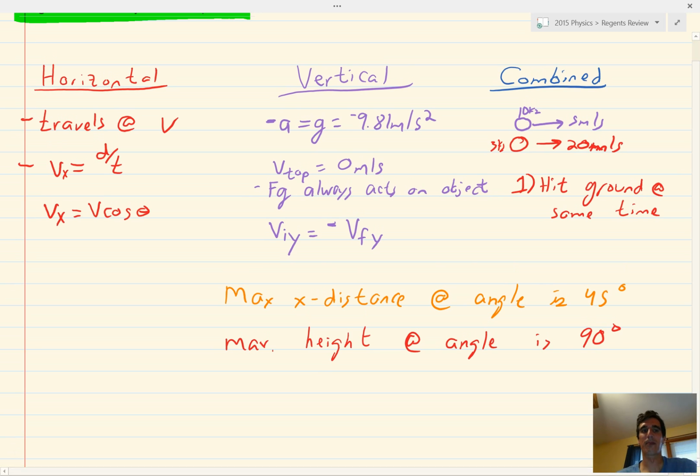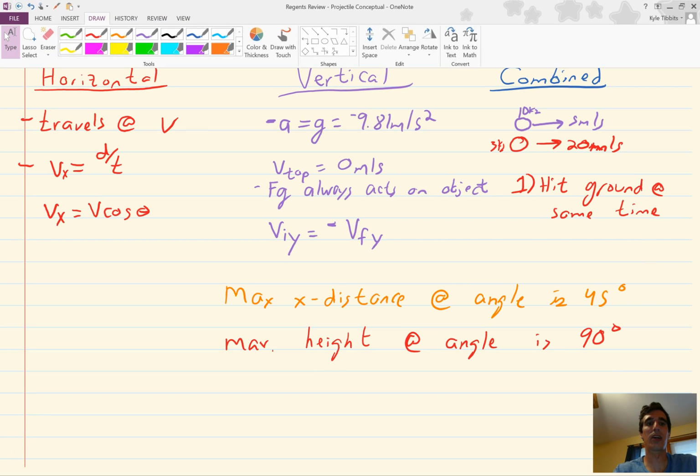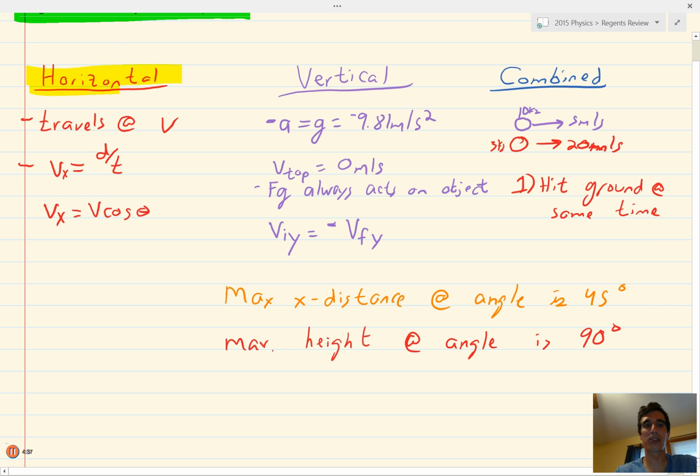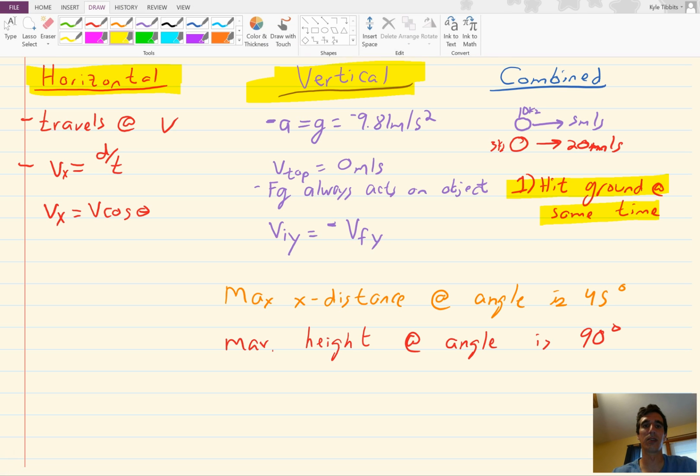So, a quick summary. In the x direction, it travels at a constant velocity, so it does not accelerate in the x direction, no acceleration. In the vertical direction, it's always accelerating at negative 9.81 meters per second squared. So it goes up, slows down, stops, turns around. And then lastly, all objects fall at the same rate. Therefore, they hit the ground at the same time when thrown at the same height.